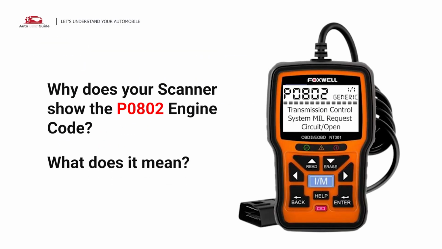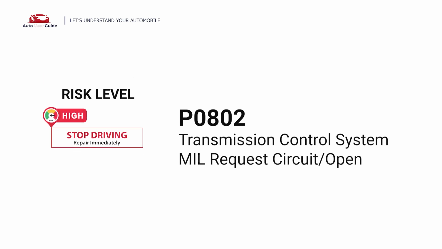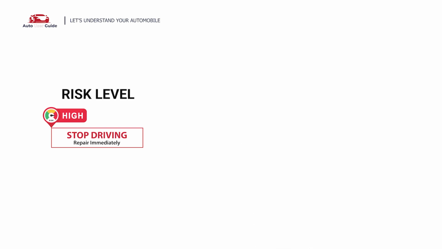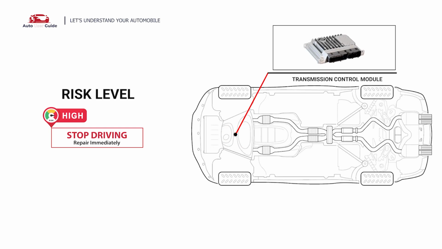Why does your scanner show the P0802 engine code? What does it mean? P0802 is a diagnostic trouble code for Transmission Control System MIL Request Circuit Open. This engine code indicates a problem with the circuit that requests the light to illuminate, not necessarily a fault within the transmission itself, but rather with the warning lights circuit or the lamp itself. Under this circumstance, stop driving and repair your vehicle immediately.